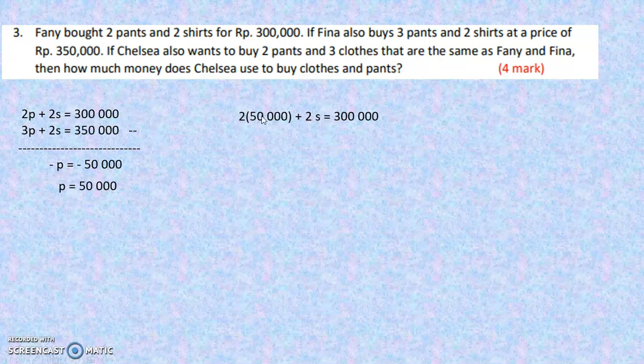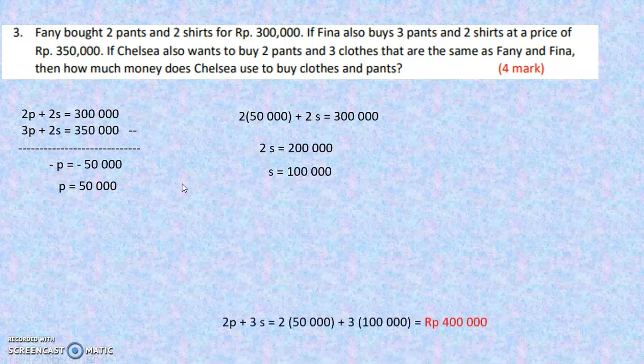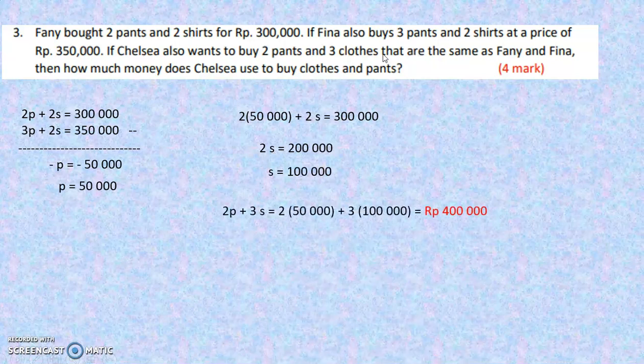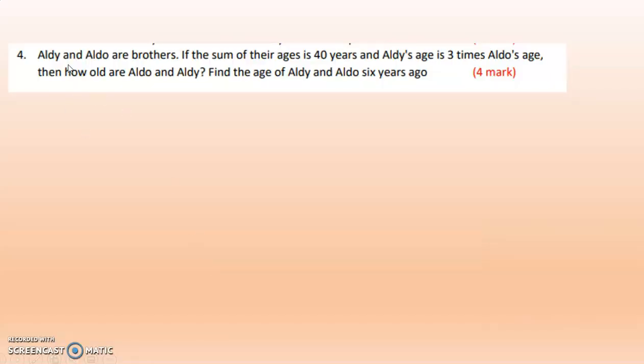And then we input to the first equation. We change the P here to 50,000. So we get 2S equal 200,000. We move to the right side, negative. Next, so S equal 100,000. The question is, if Chelsea wants to buy 2 pants and 3 clothes, so 2P plus 3S like this, we get 400,000.